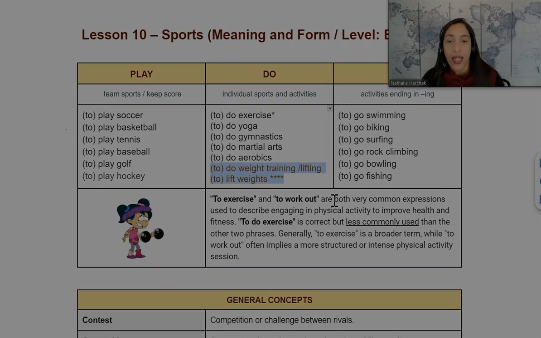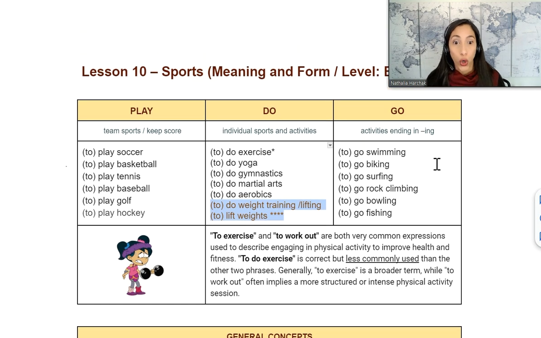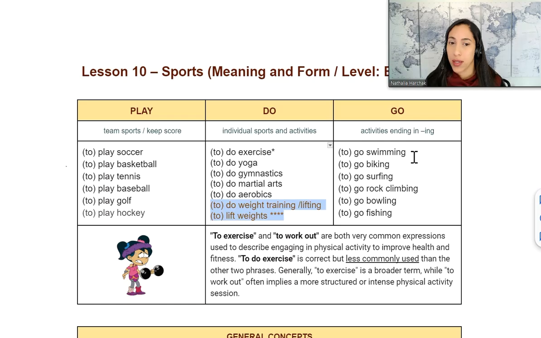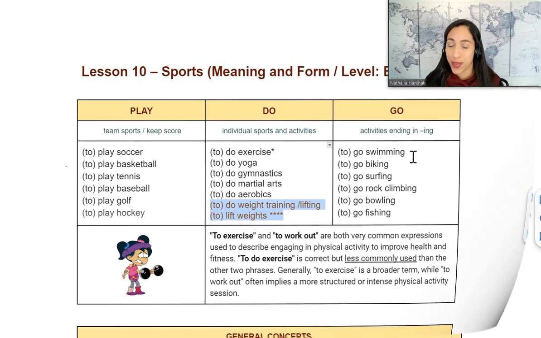All right, let's see. Go. You basically use this verb with words that end in ing. For instance, go swimming, go biking, go surfing, go rock climbing, go bowling, go fishing. Bowling. Yeah, that's considered to be a sport in some countries, and fishing as well.